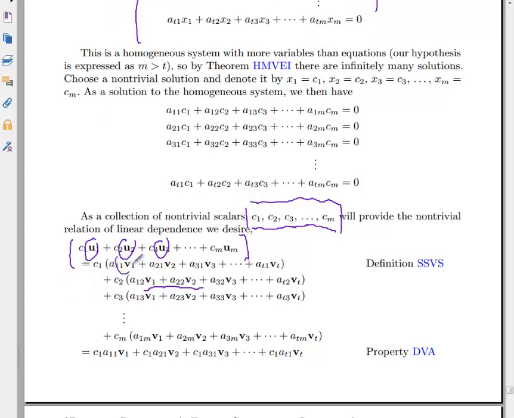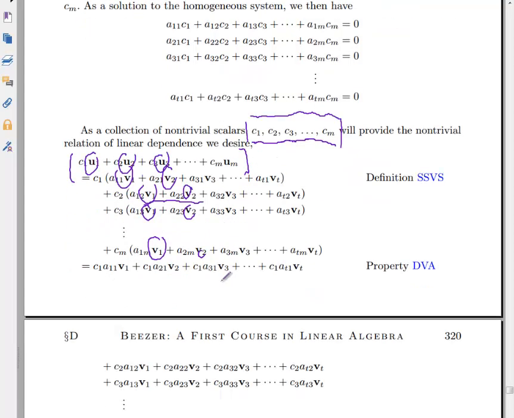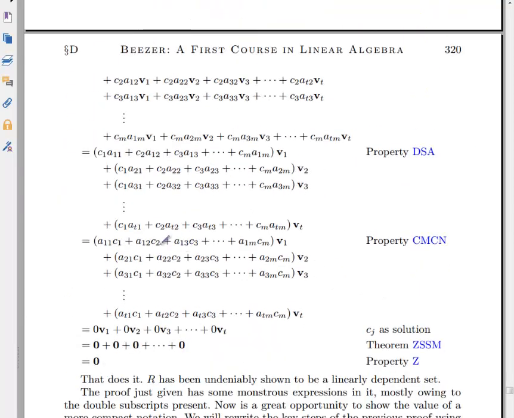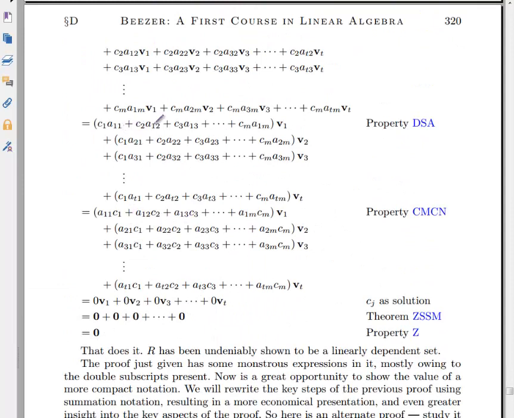Look at all the terms that have v1 in them and group them together. And then look at all the terms that have v2 in them and group them together, and so on, all the way up to the end. And what you get when you do that is exactly this system of equations here. These are all the constant terms that multiply the v1 all grouped together in one place. All the constant terms that multiply v2 grouped together in one place.